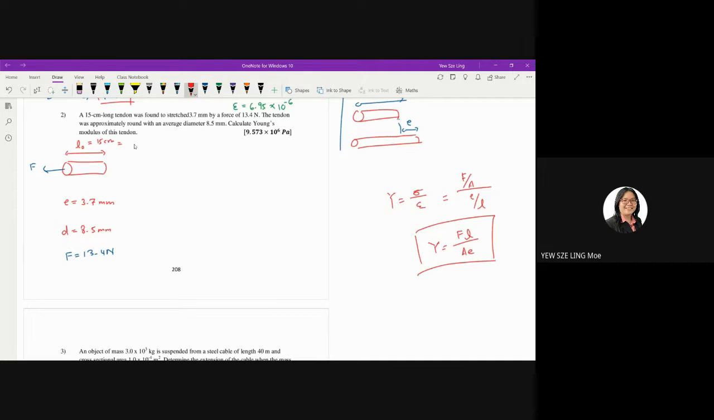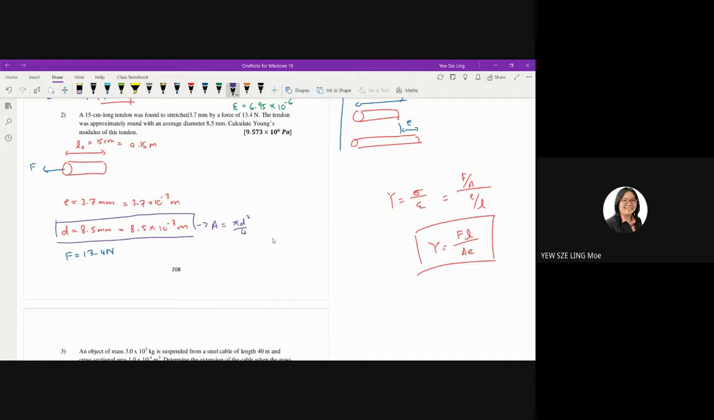So L naught is equal to 0.15 meter, and elongation is 3.7 times 10 to the power of negative 3 meter. Diameter is equal to 8.5 times 10 to the power of negative 3 meter. Now, the reason why the question gives you the diameter is for you to calculate the area, where area is equal to pi d squared over 4, right?